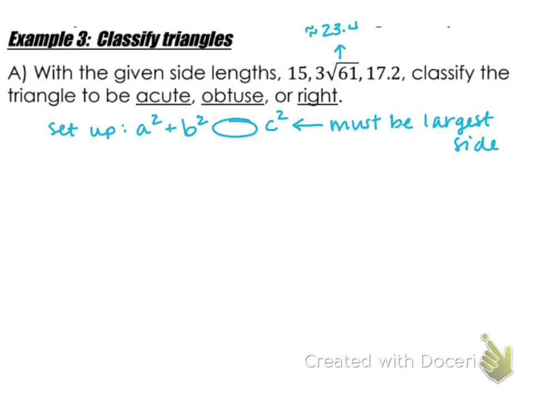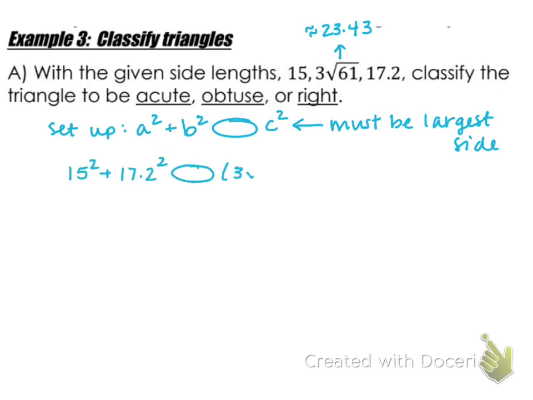Now I want to classify with these lengths. So first we need to see what is my longest side. I always double check the radicals because they can be a little bit misleading. So 3 square root 61 is 23.43. So that would be my longest side. So I need to set it up in this form. a squared plus b squared, I always do a circle because I'm not sure what sign I'm going to be putting in yet. And then c squared on the right. Remember, c squared is your largest side.